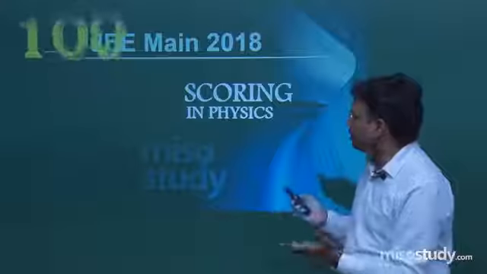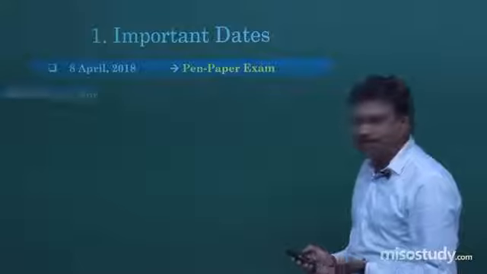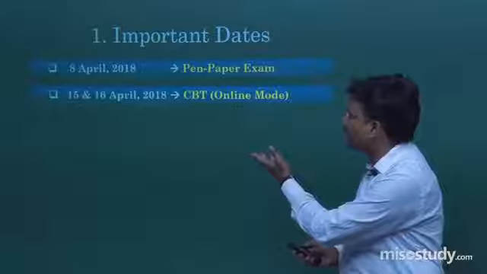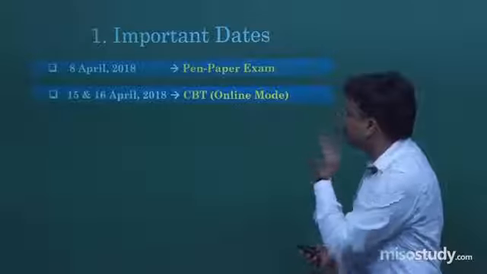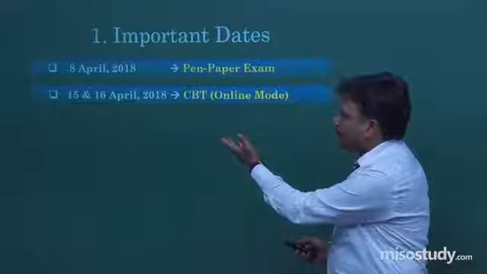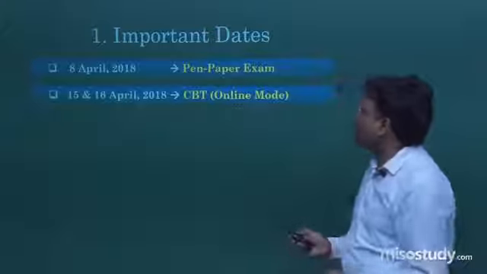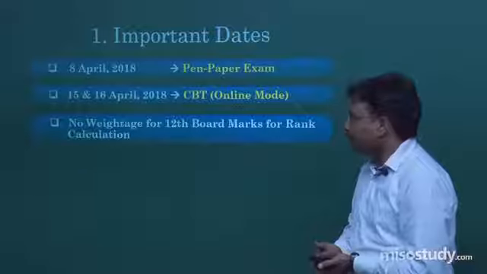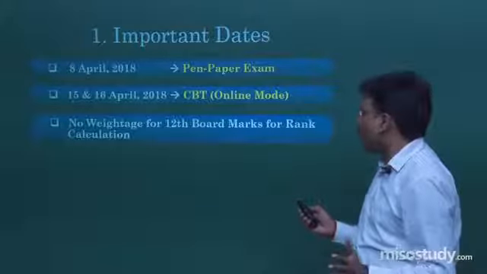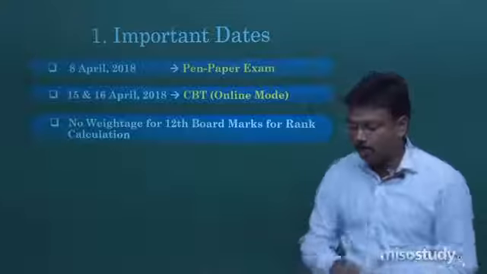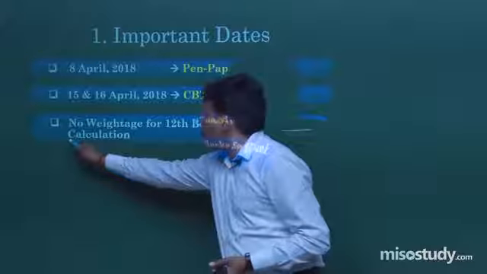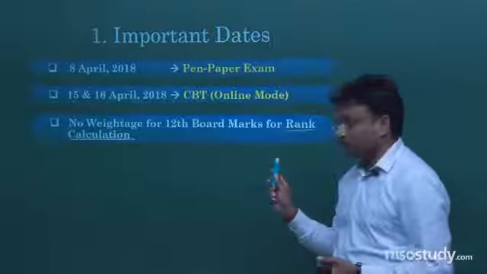So let's discuss these things. What are the important dates for your exams? Obviously, many of you may have applied for 8th April, that is the offline pen and paper exam, and many of you may have applied for 15th and 16th, the CBT or online mode. Now, an important aspect is there is no weightage for 12th board marks for rank calculation. So be careful, only for rank calculation, no weightage for boards exam.